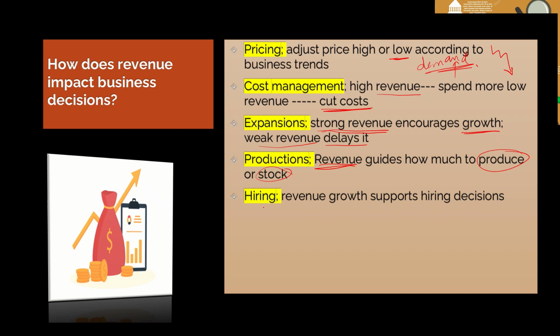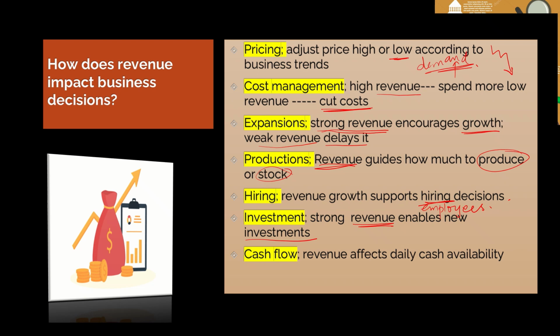Hiring. If your revenue is good, you are going to hire more employees in your firm because you can afford many employees. But if your revenue is less, you would not find it suitable to have more employees as you would not be able to pay their salaries. Investment. If the revenue is good enough, you can invest your pooled money in investments like stocks, bonds, debentures.